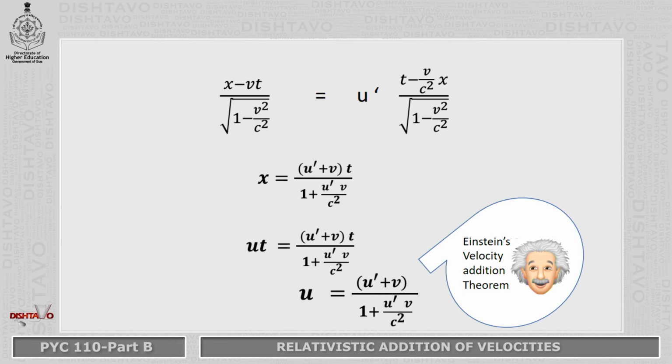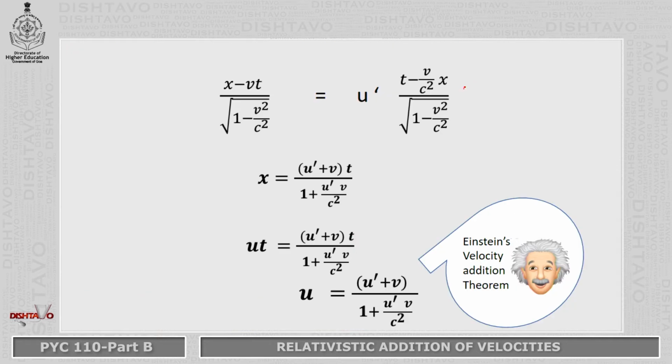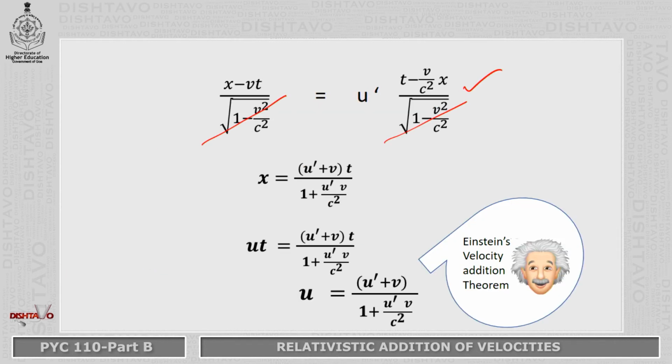Then I will substitute the value of x prime here and the value of t prime here, and subsequently I will get this particular equation. You can do the simple arithmetic and rearrange the equation in this particular form. X is equal to u prime plus v divided by 1 plus u prime v divided by c square. Now, what is x?